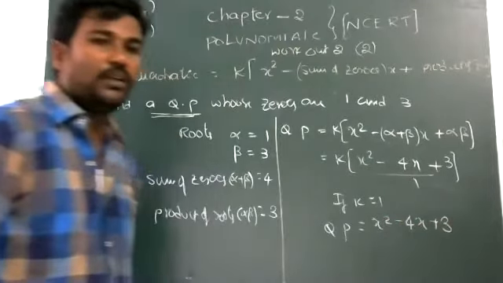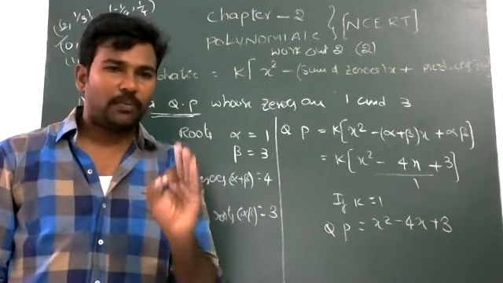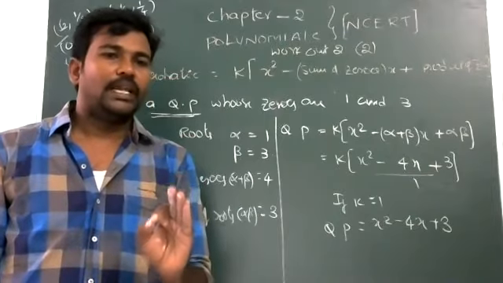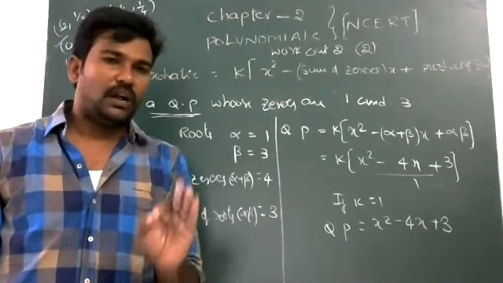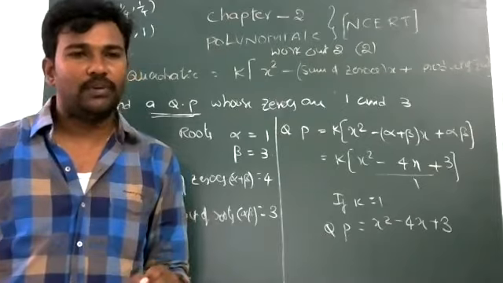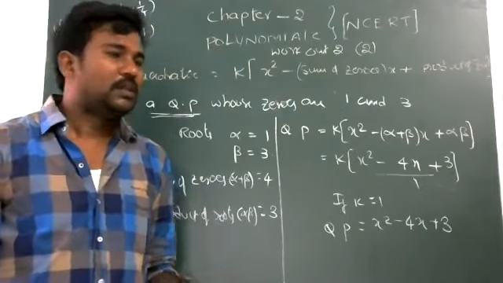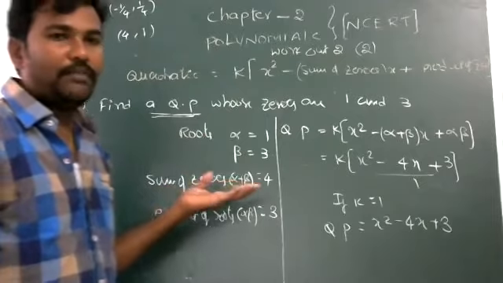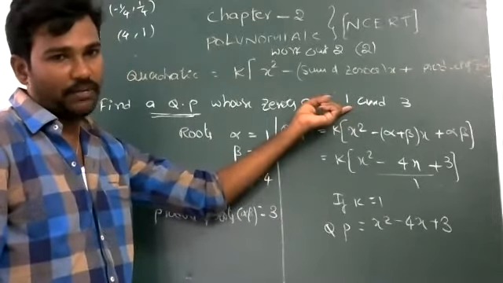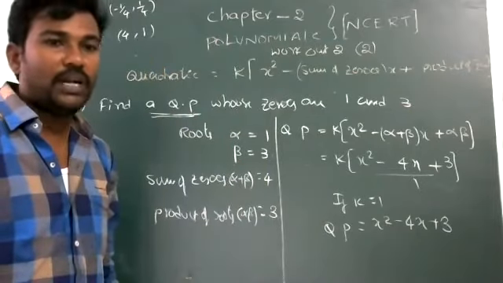Anywhere in mathematics, you read the problem properly. After reading, you analyze the situation according to the given problem. Then only you are able to solve the problem. Otherwise, simply, like the previous problem, you would take this as alpha plus beta and this one as alpha beta. So instead of that, you read the problem.